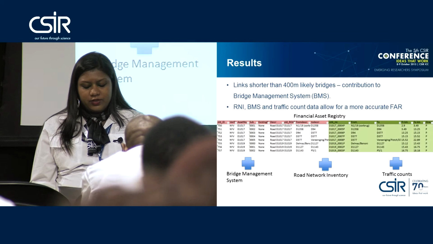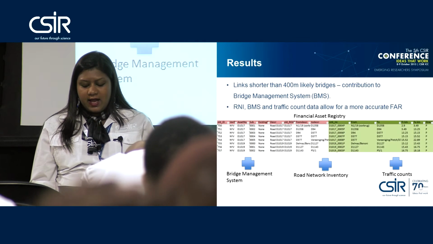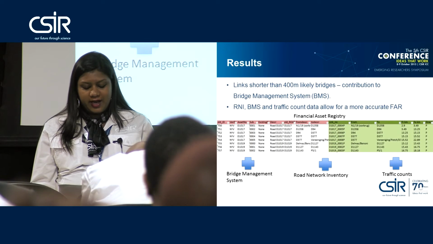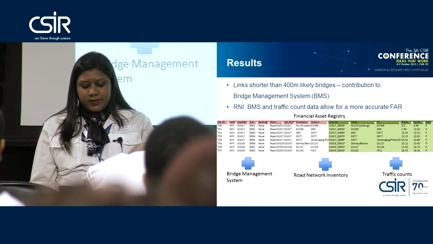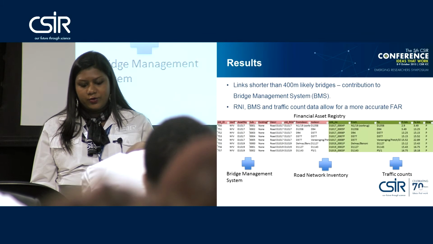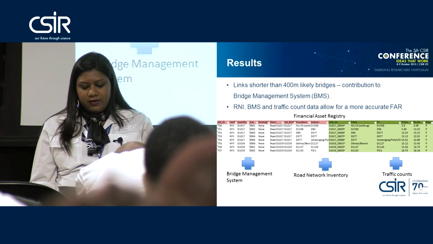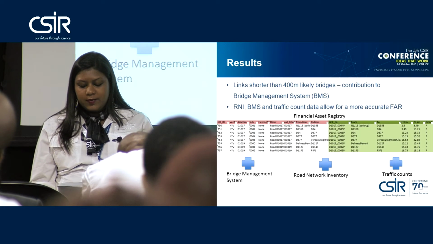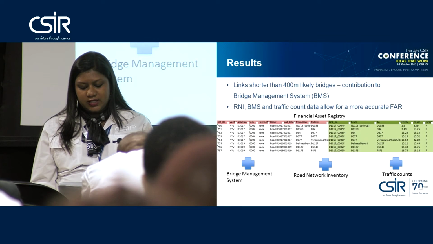It was also found that the shorter links of 400 meters or less, and in most cases between two dual carriageways, represented bridges, which was confirmed in the 2010 road name attribute field. These can be confirmed visually using satellite imagery. The spatial location of bridges forms part of the bridge management system, which is a subcomponent of the road asset management system. The bridge management system, RNI, and traffic counts allow for the financial asset registry to show a true representation of the assets in question.